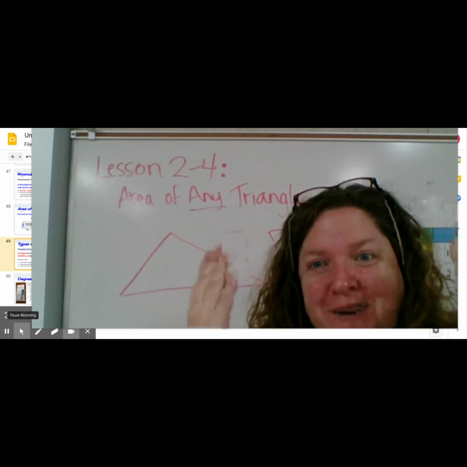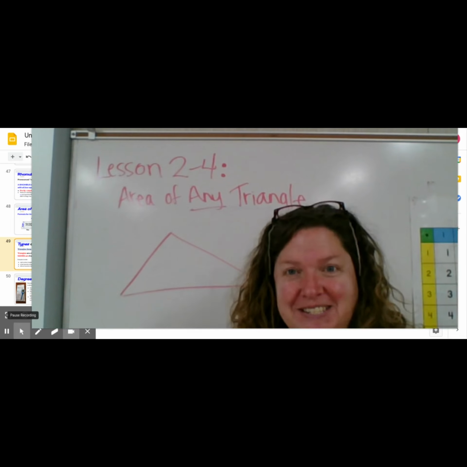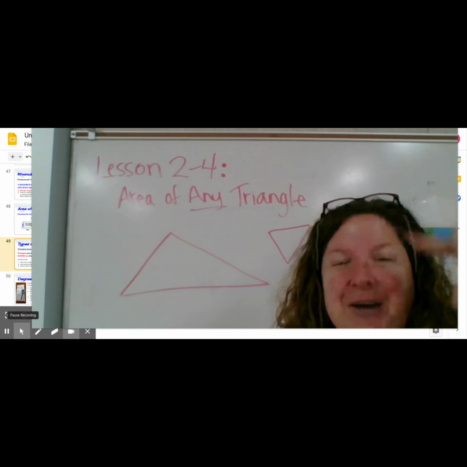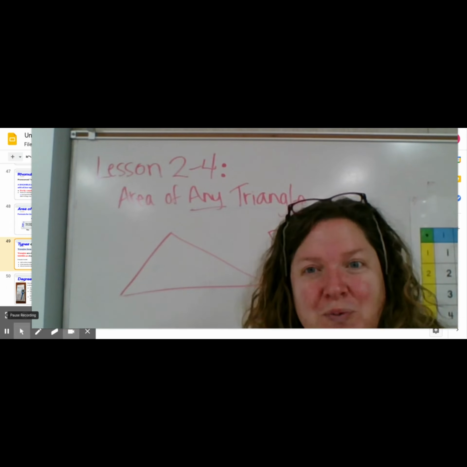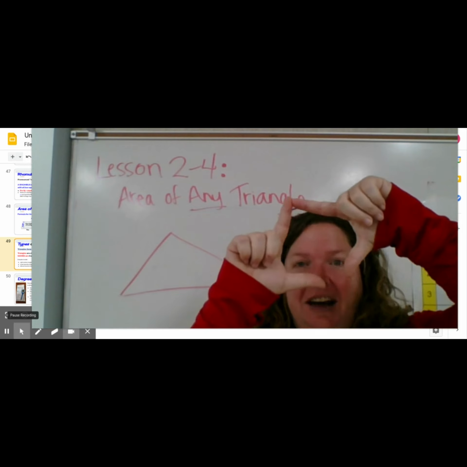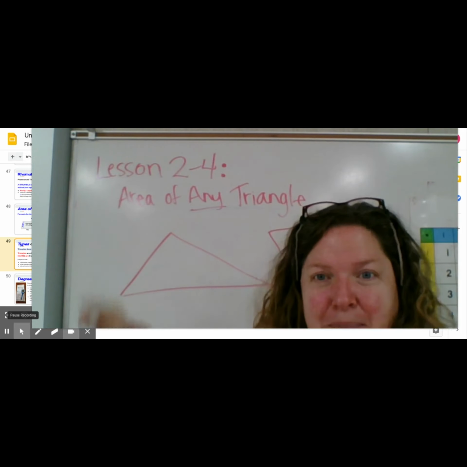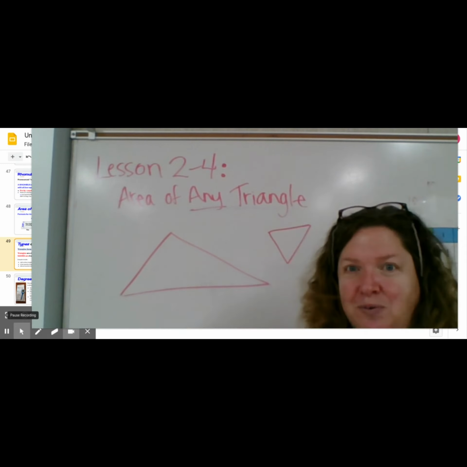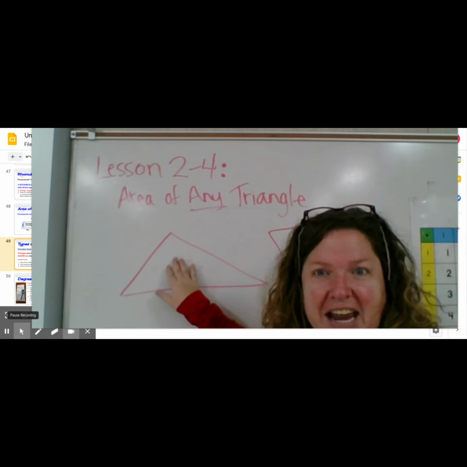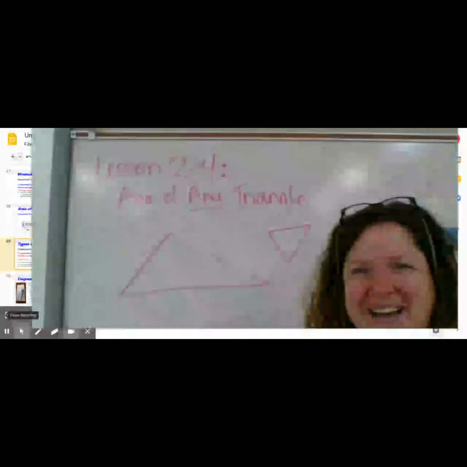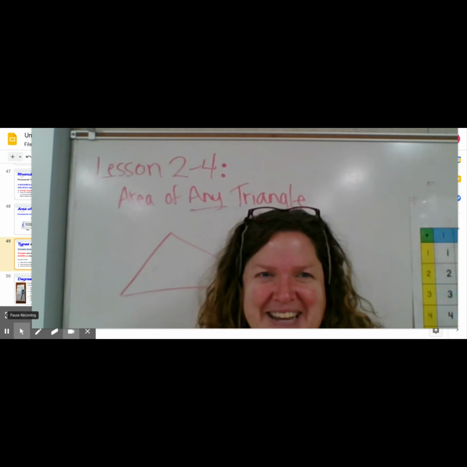We're going to be finding the area of any triangle. We already know how to find the area of right triangles because when you cut a rectangle on the diagonal, it makes two right triangles. So we know the area of a right triangle is a half of the base times the height of a rectangle. But today, what if the triangle isn't a right triangle? What if it's an obtuse triangle? What if it's an acute triangle? That's what we're going to be investigating today.